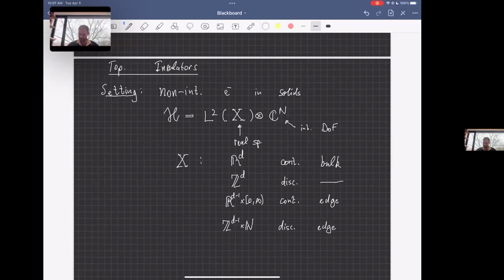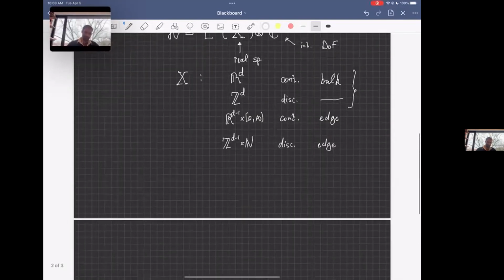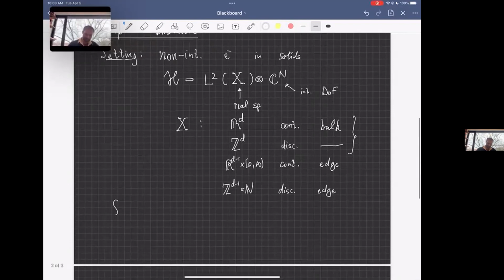And the distinction here between infinite and half-infinite systems turns out to be important. It's one of the main themes in topological insulators. Having said that, I'll actually spend most of the time talking about bulk systems. All right. So now that's the Hilbert space, but the solid itself is specified by a choice of a Hamiltonian. So it's some self-adjoint operator on the Hilbert space.